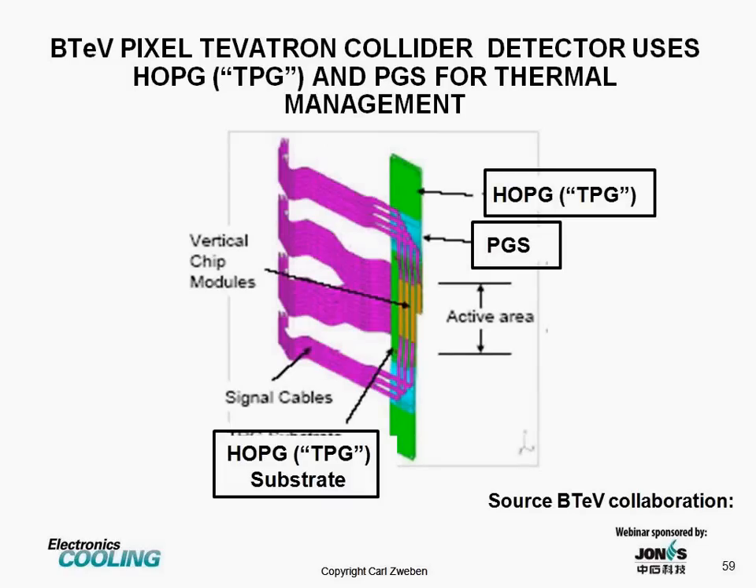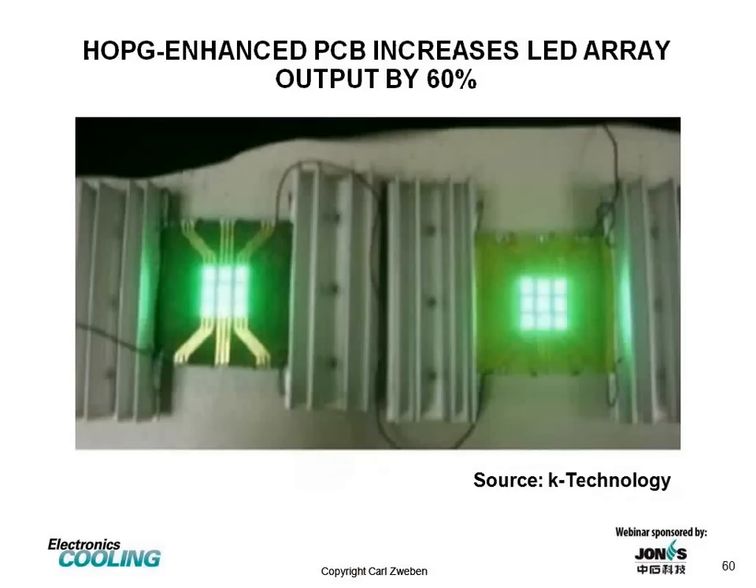Here's an application that I find quite interesting. This is a detector that's used in a collider, and for heat dissipation they're using highly oriented pyrolytic graphite, one type of manufacturer's product called TPG, thermal pyrolytic graphite, and they're also using pyrolytic graphite sheet to transfer heat.